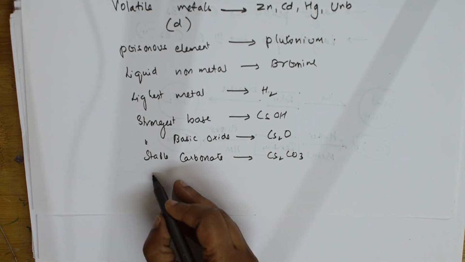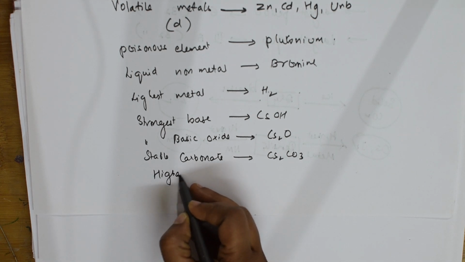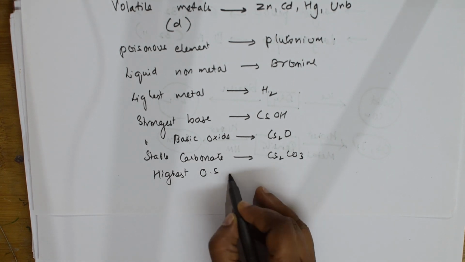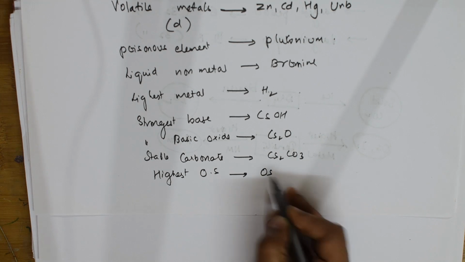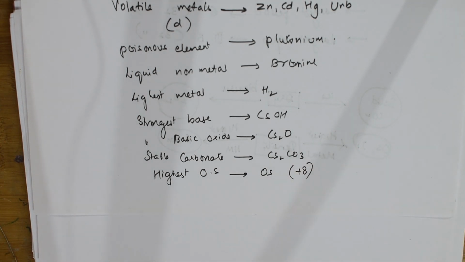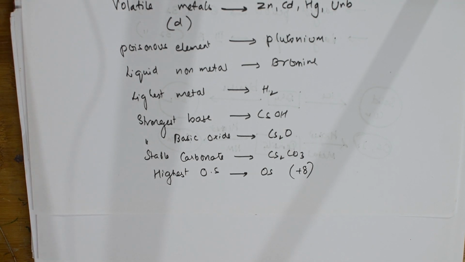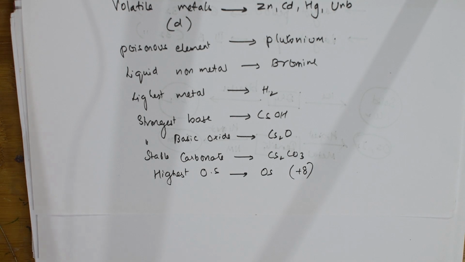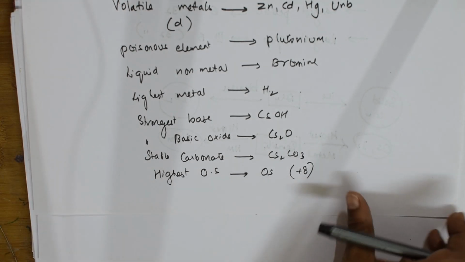Right. The element with highest oxidation state in the periodic table, highest oxidation state, is osmium. What is the oxidation state of osmium? It is +8. Remember that +8 is the oxidation state of osmium. Right, students? Yes, I think I've covered almost all the list. If anything is missed out, let us come back. Something is missed out. Let me cover that also.